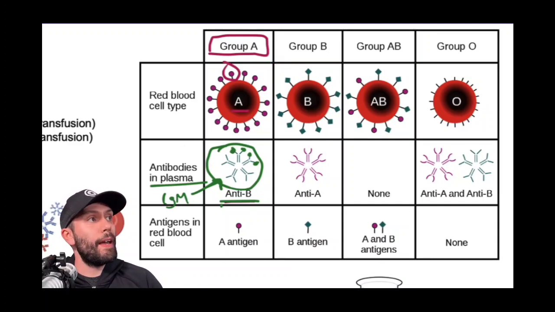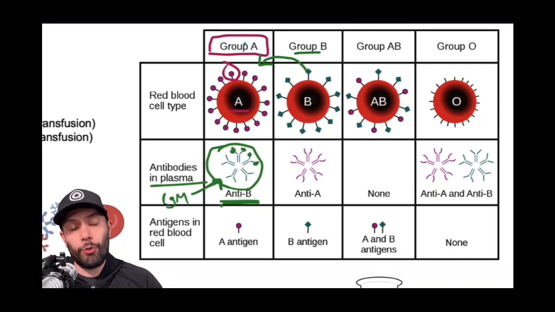And again, the point being, if I have a patient that has group A type blood, and I give that patient some blood from another person that's potentially group B, that person's group B antigens will be targeted by the anti-B antibodies in that group A type blood.